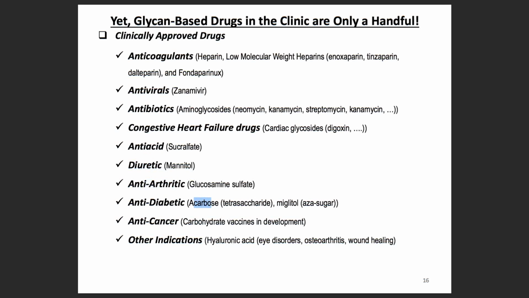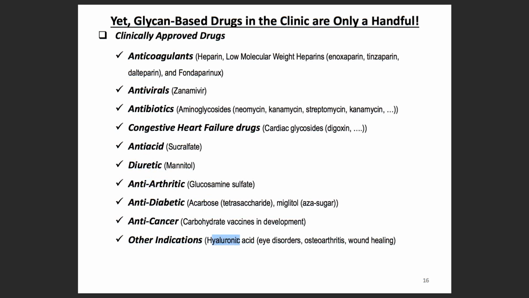There are anti-cancer agents, especially so many drugs that are currently in development. Hopefully those will reach the clinic. And there are several other indications for which hyaluronic acid is being developed, especially osteoarthritis.